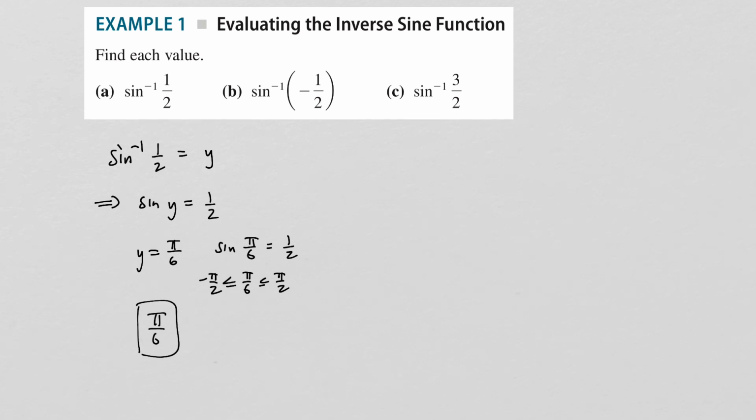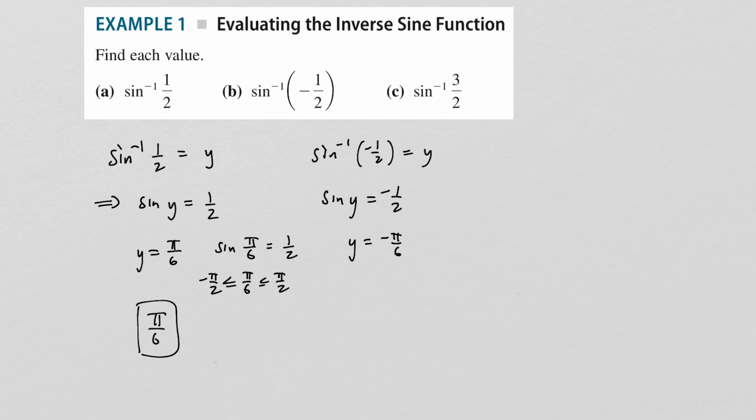For the next one, we have the inverse sine of negative 1/2. So inverse sine of negative 1/2, if I set that equal to some y value, that means that sine of y would have to be equal to negative 1/2. And this is basically the same process, but if I have to pick a y value, and that y value must be between negative pi over 2 and positive pi over 2, such that sine of that value equals negative 1/2, then we know that y would have to be equal to negative pi over 6.